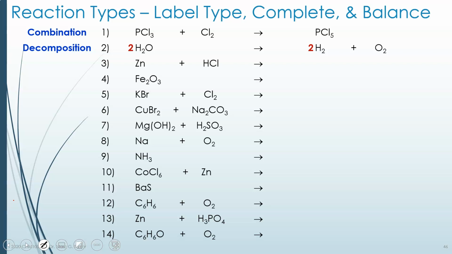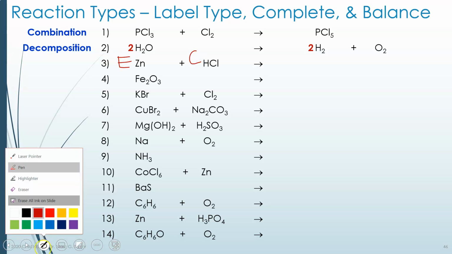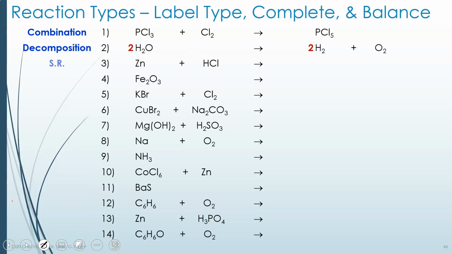Zinc plus HCl. So we have an element and a compound. Remember our clues here. Element and compound is a single replacement, and you form a new compound and a new element. So the zinc and the hydrogen are swapping places. Just one pair of things swap places. That's why it's called a single replacement.